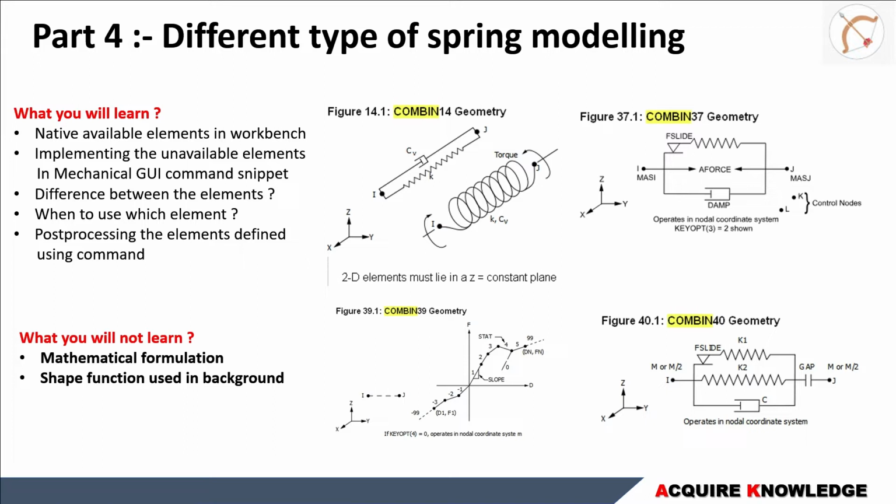This is part 4 video of our understanding and modeling spring in ANSYS mechanical series. In this video, we will learn about native available elements in Workbench. And in case those elements are not exposed in mechanical, how we can include those elements using some command snippet. After that, we will also discuss the difference between the elements and when to use which elements. Finally, we will touch upon how to do post-processing when we are defining any element using the command snippet.